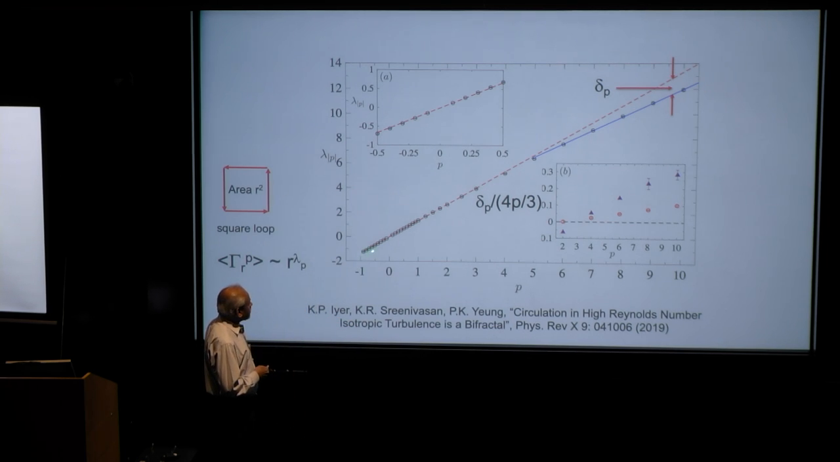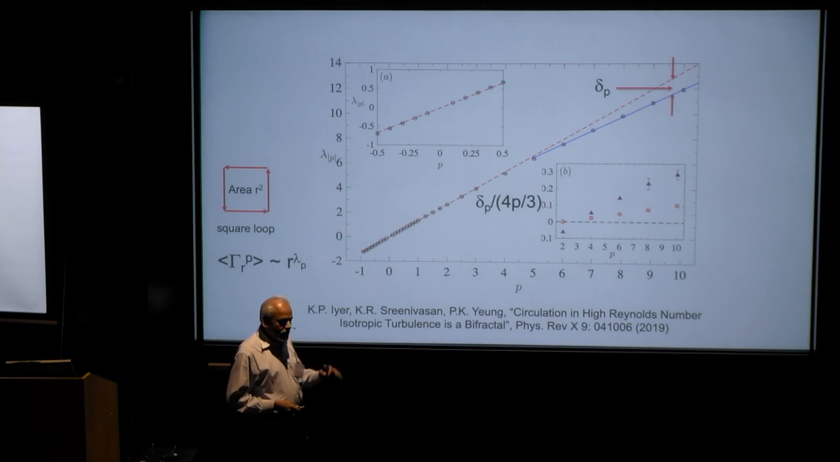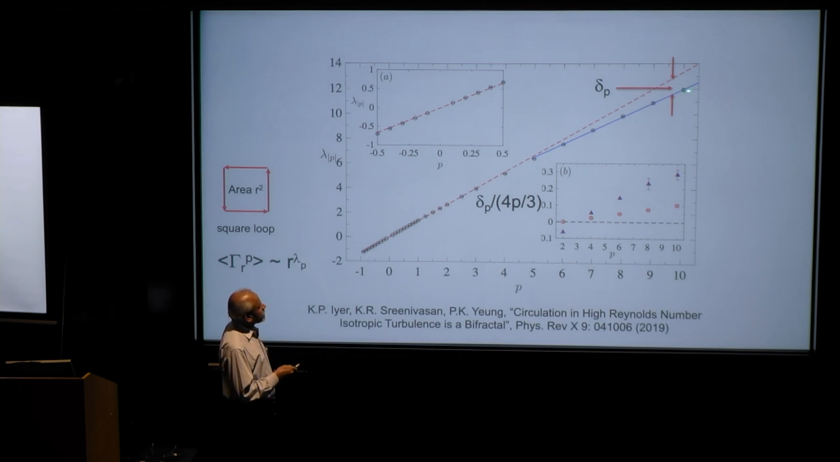What you find is, for low-order moments, it's almost Kolmogorov. Actually, if you look at it very carefully, it departs slightly from there. But for high-order moments, it's on one single line sitting on another fractal set, which I say is fractal because you calculate from this data, its dimension turns out to be about 2.5.